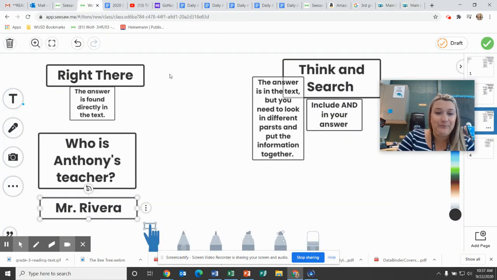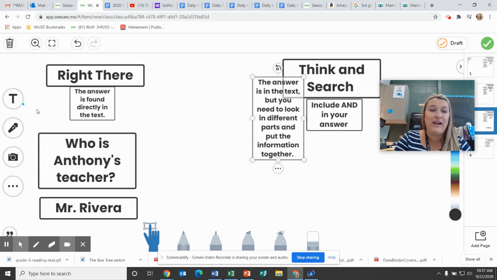Okay, so we're going to go back. Think and search. The answer is in the text, but you need to look in multiple parts. Ooh, I spelled parts wrong. Parts and put the information together.